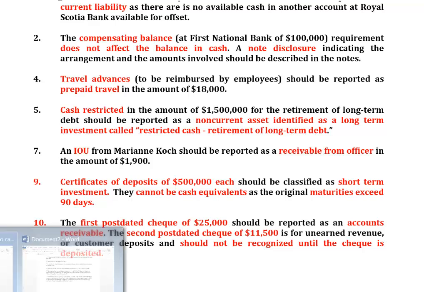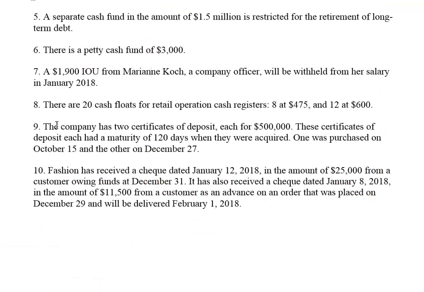Now, let's look at item number 8. Item number 8 says there are 20 cash floats for retail operation cash registers. 8 locations each carry a $475 float, and 12 locations carry a $600 float. So that's still cash. It's part of our cash that we would include in our cash balance.